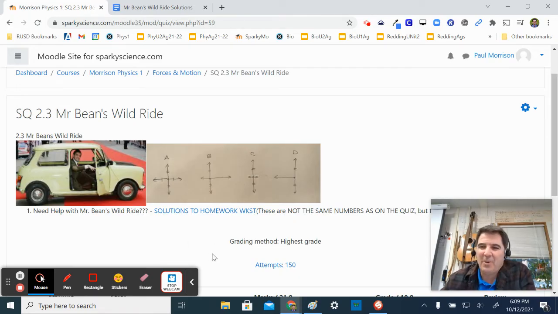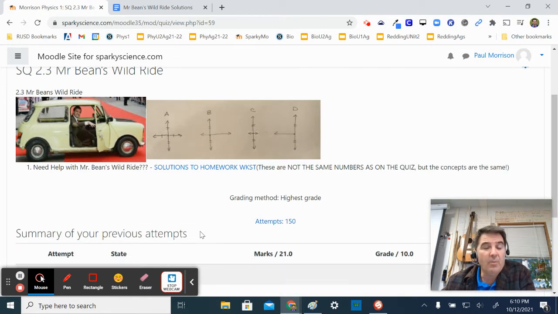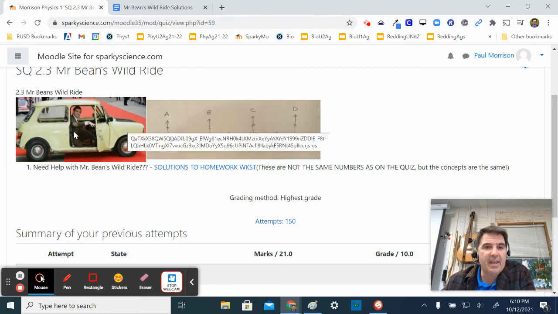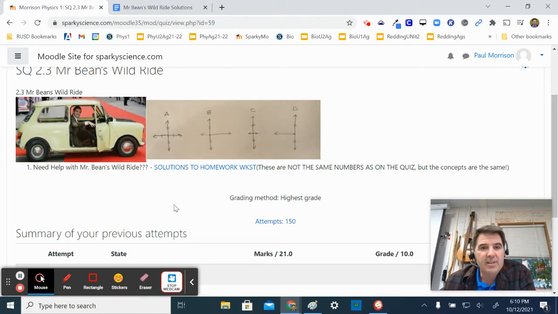So this is called Mr. Bean's Wild Ride, and so here we go. I'm going to explain it, and then if you look at the quiz, it goes along with the questions, but they're not the exact same questions, so be careful with that. So what we got here is a picture of Mr. Bean in his awesome car, and then we have 4 scenarios of force diagrams, and you're supposed to be able to figure out what happens with these force diagrams. So let's go ahead and take a look at what happens.